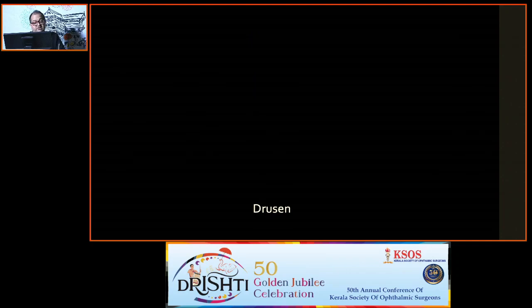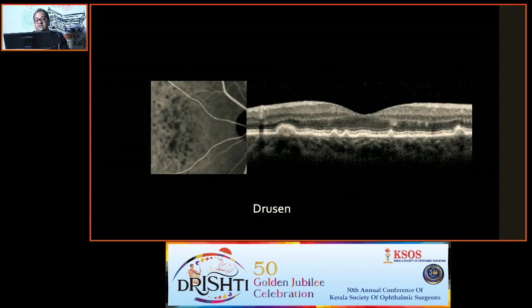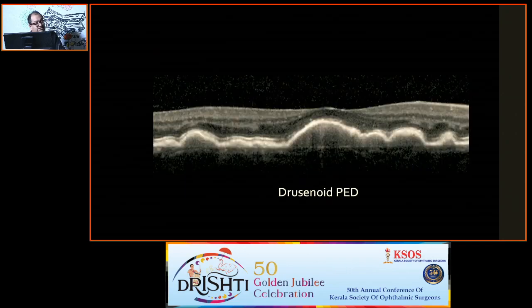So with this backdrop, if we start looking at cases of AMD, the first thing which we look at is the drusen, as I had put forward. These are seen as little bumps in the outer retinal layers, and they can be seen as a singular deposit, multiple lesions, and as the disease progresses, as a confluent lesion, which clinically is seen as a soft drusen.